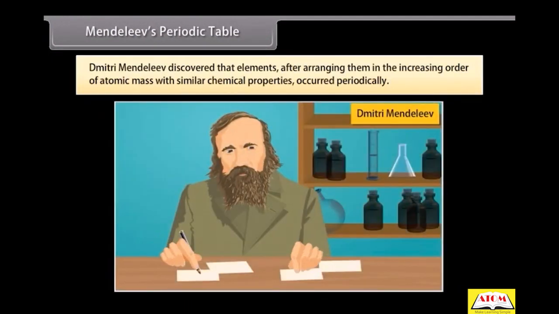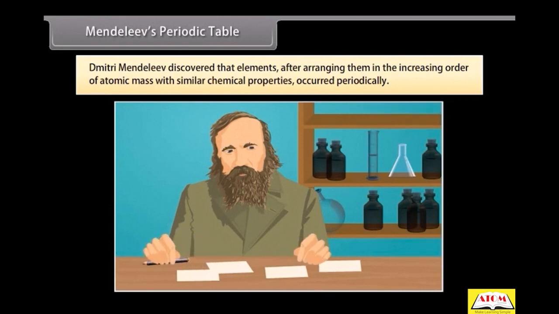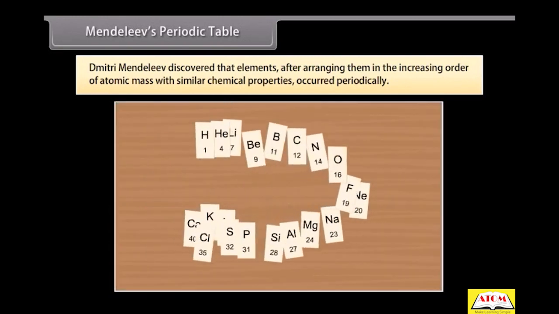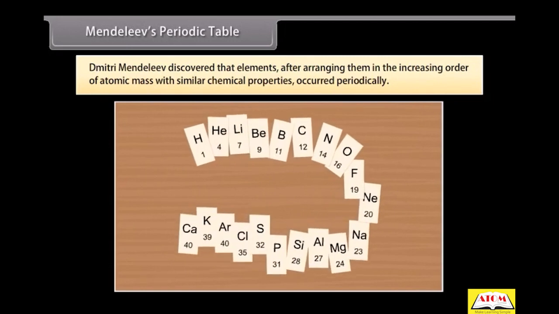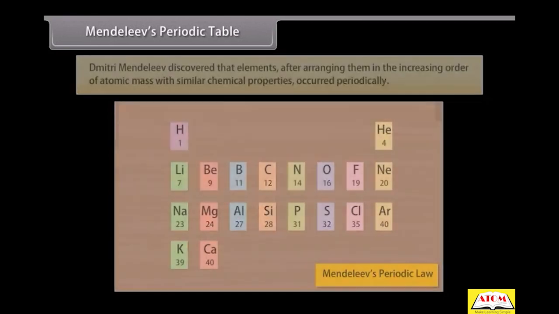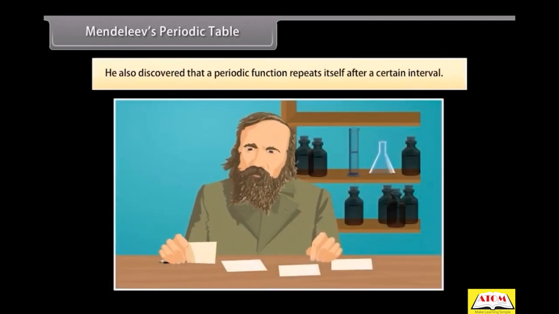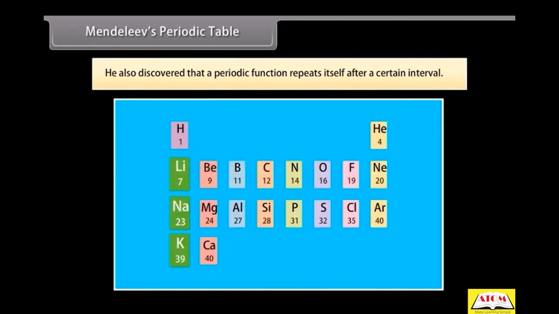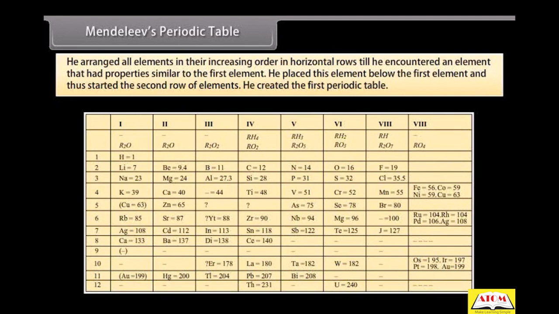Mendeleev's periodic table. Dmitry Mendeleev, a Russian chemist, discovered that elements, after arranging them in the increasing order of atomic mass, with similar chemical properties, occurred periodically. In 1869, he stated this observation in Mendeleev's periodic law. He also discovered that a periodic function repeats itself after a certain interval. Hence, according to the periodic law, the chemical and physical properties of elements repeat themselves after certain intervals when they are arranged in the increasing order of their atomic mass. A tabular arrangement of the elements based on the periodic law is called a periodic table.